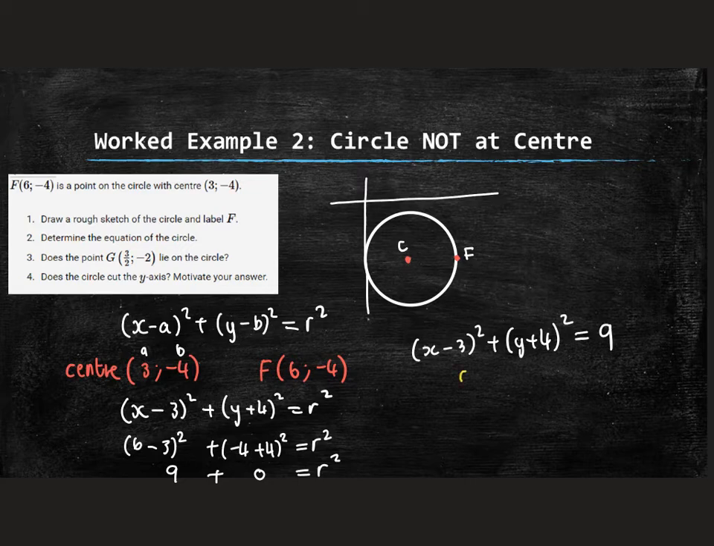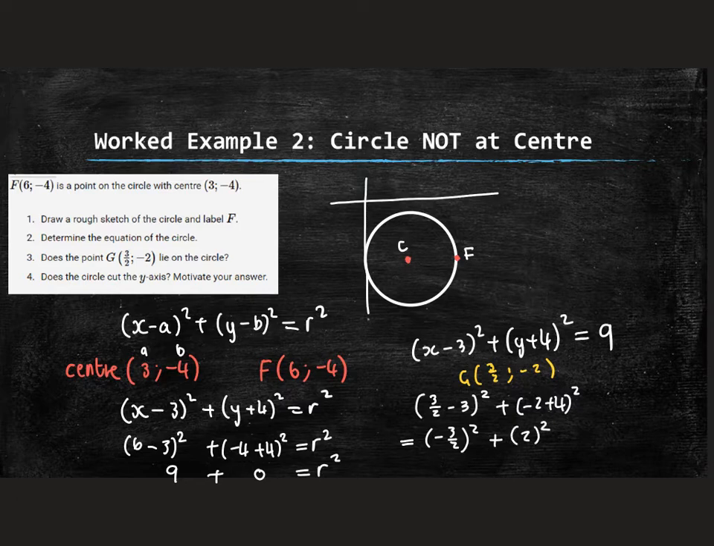Okay, good. So let's test. We're trying to see, does this point sit on the circle? If it sat on the circle, it would satisfy the equation, which means that if we plugged in the numbers, we would get out 9. So we're going to say (3/2 − 3)² + (−2 + 4)². We're going to check what that comes to. Well, 3/2 minus 3, that's 1.5 minus 3, is minus 1.5, all squared. Added to 2 squared, so let's do that. And what we find is that it comes to 25/4. 25/4 is not the same as 9, so therefore it does not sit on the circle.